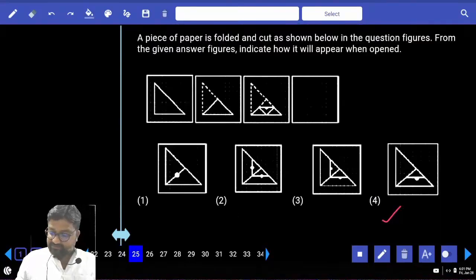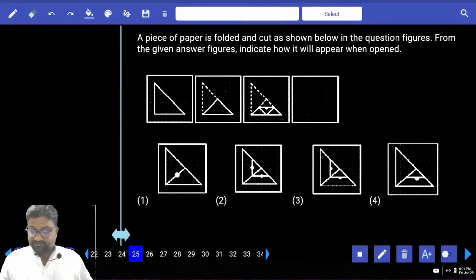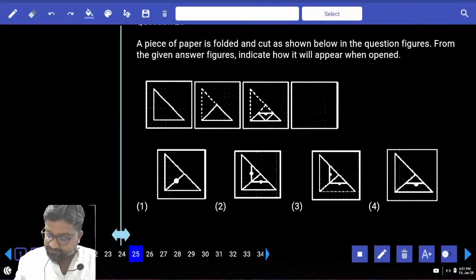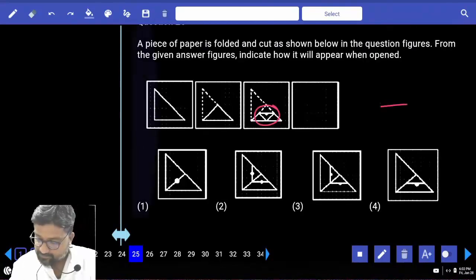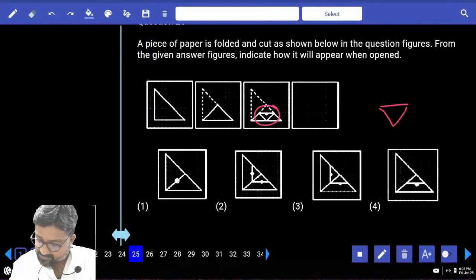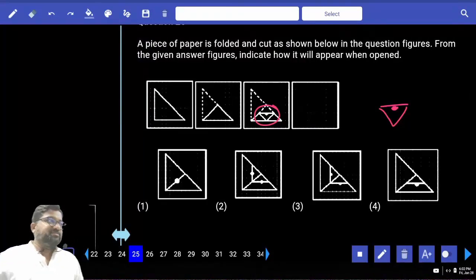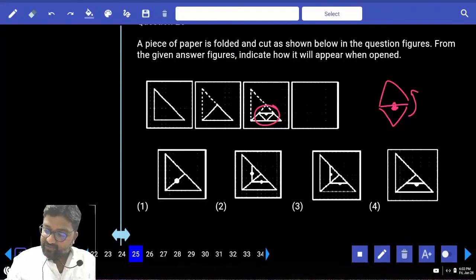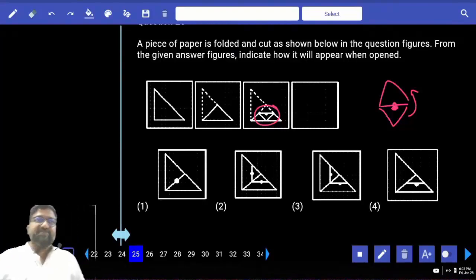25. You have only a half punch here. What is the punch that is there? Half punch. When I flip this paper above, I'll get one full circle here. Yes or no?